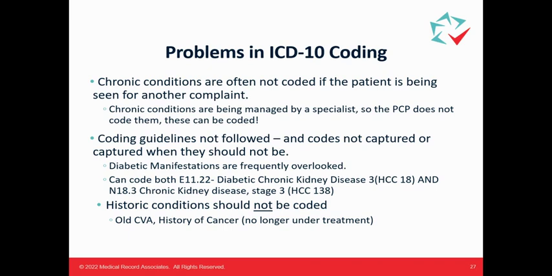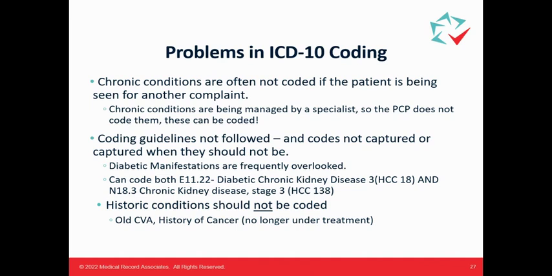We want to know, providers and coders need to be aware of diabetic manifestations that they can code. They're frequently overlooked. An example of this is we can code both the E11.22 for diabetic chronic kidney disease stage 3. It's HCC 18. But you can also code the N-code, the N18.3 for CKD stage 3. It's HCC 138. You can code both, and you should.